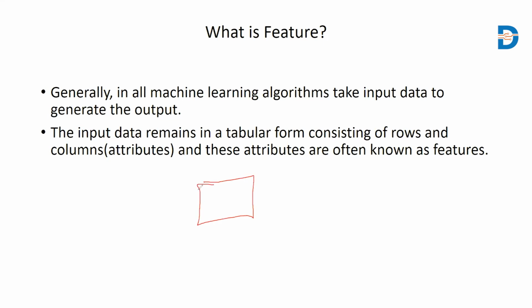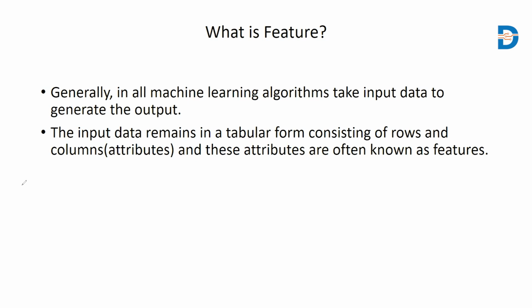Suppose here I have inputs x1, x2, x3. What are these called? These columns are attributes. In terms of feature engineering, these are called the features. So we can call them attributes also. So these are the columns and these are the rows. These are all called the features. So this is features.